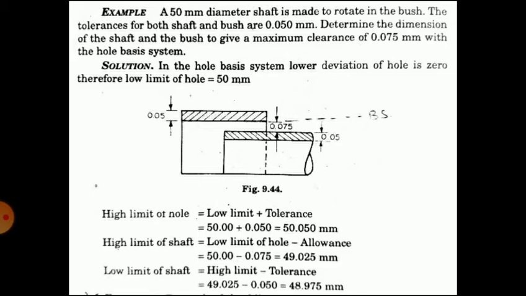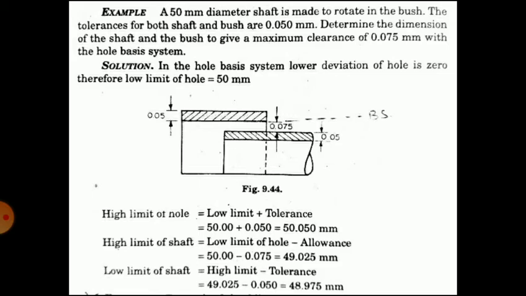So you can see in the diagram the lower limit of the hole, and the hole and the shaft are shown. Because the lower deviation of the hole is 0, it is the basic size. That is indicated by the dotted line BS, the basic size. So this is the basic size.